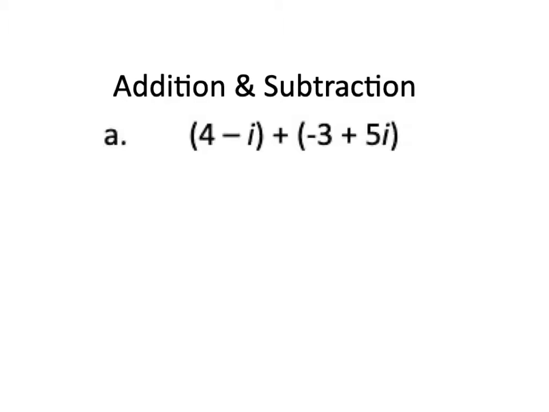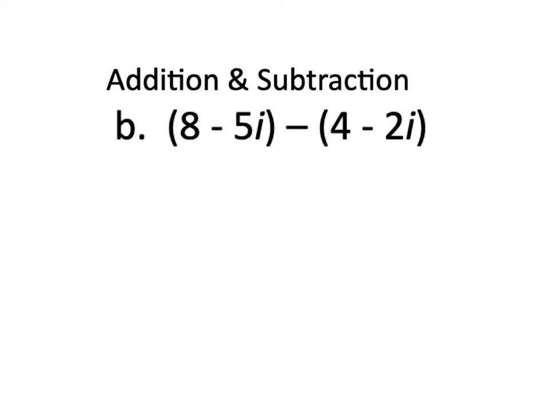So first let's look at addition and subtraction. And the nice thing is addition and subtraction works so much like adding binomials, or just treating i as if it's a variable even though it's a number. All right, so for addition, you just add the real parts and the imaginary parts. So 4 plus negative 3 is 1, and negative i plus 5i would be 4i. So this is 1 plus 4i.